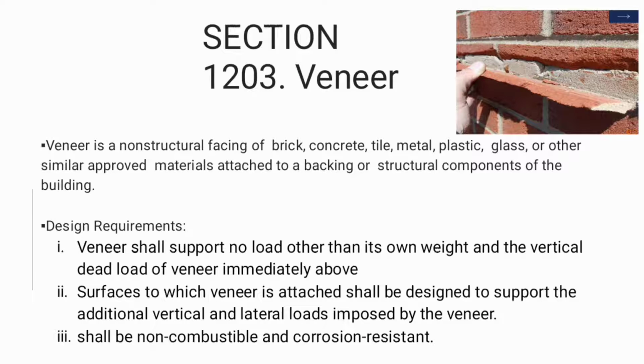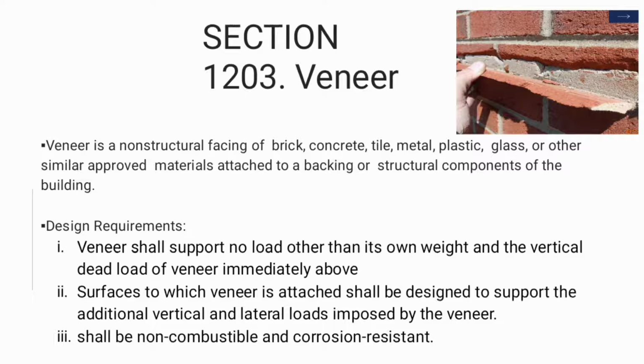And now let's proceed to Section 1203, the application of the veneer to your structures. So when you say veneer, it is a non-structural facing of brick, concrete, tile, metal, plastic, glass, or other similar approved materials attached to a backing or structural components of the building. So its main purpose is for the enclosure, ornamentation, and of course the protection of your buildings or structures.